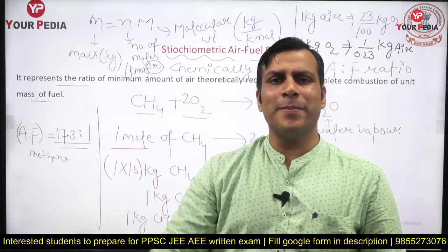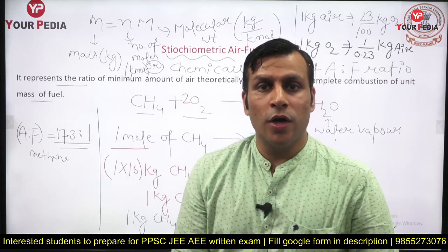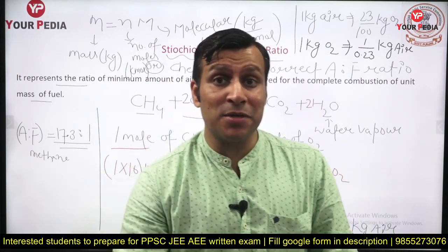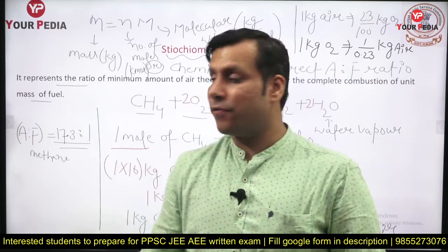So suppose in some engine you are burning methane and you are supplying an air fuel ratio of 14:1. It means you are supplying a rich mixture. Rich mixture means that the mixture is rich in fuel, less air you are supplying, 14:1.